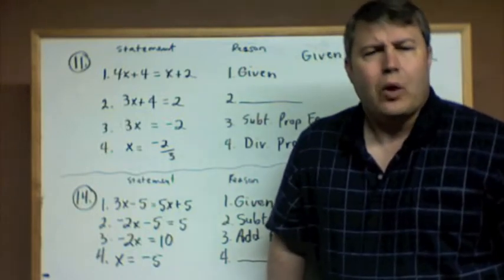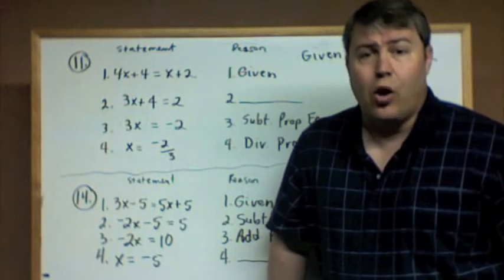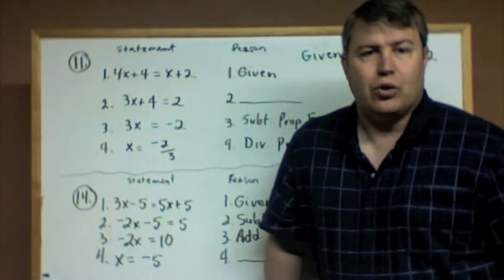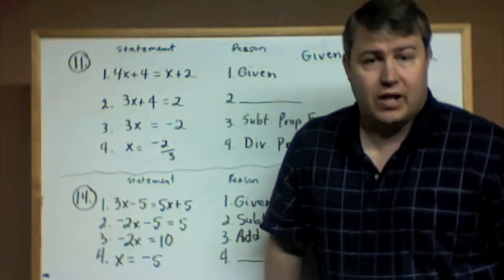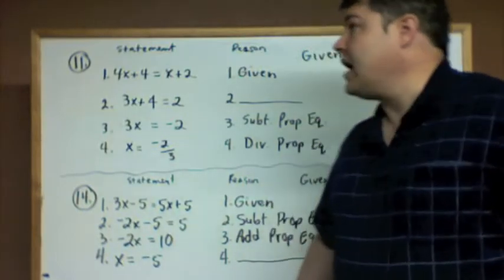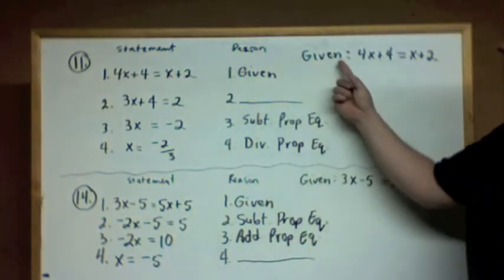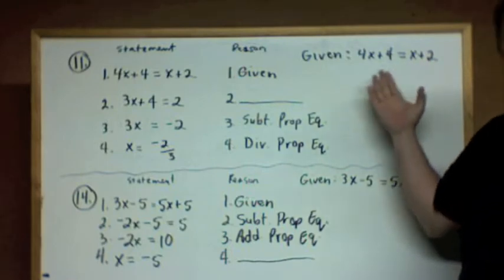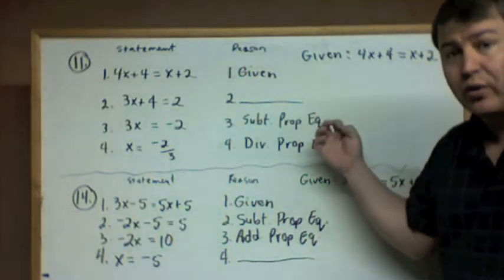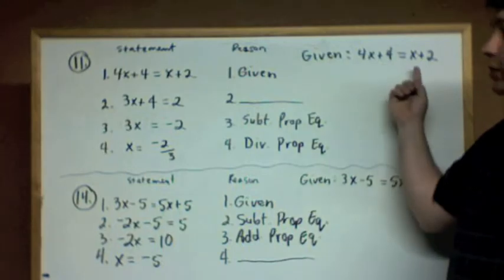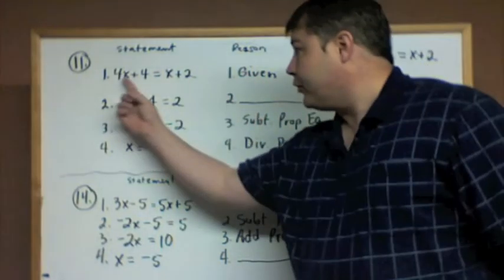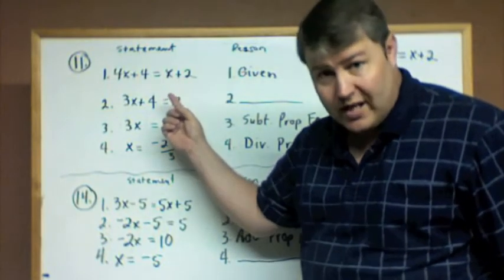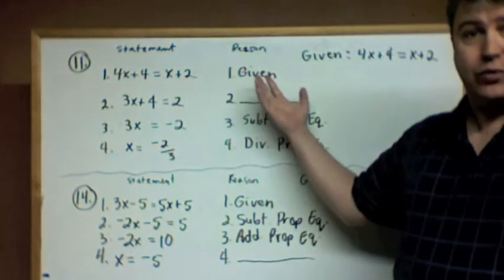So we've learned all the properties. So I'm just going to go ahead and start working examples. I'm going to start with number 11 from the section 1-4 worksheet and work it as an example. In this example, you are given that 4x plus 4 equals x plus 2. They've got to start you somewhere, so that's where they start you, with this equation. And so that is your first statement. That's your first step. And what's the reason? Your first reason will always be given, because that's what they gave us to start with.